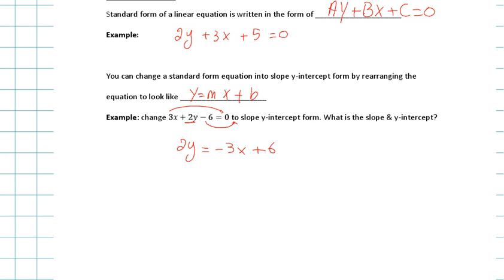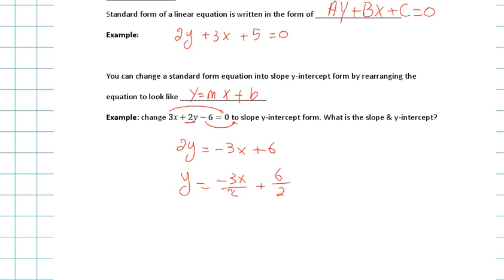Okay, now, I want y by itself. I don't want anything else other than y. So I have a 2 here. I want to get rid of that 2. What's the opposite of what's happening between the 2 and the y? It's multiplication. So if I want to bring that 2 over, what does it become? Division. So I'm going to have to divide both terms, negative 3x plus 6, by 2 because I want to get rid of that 2.